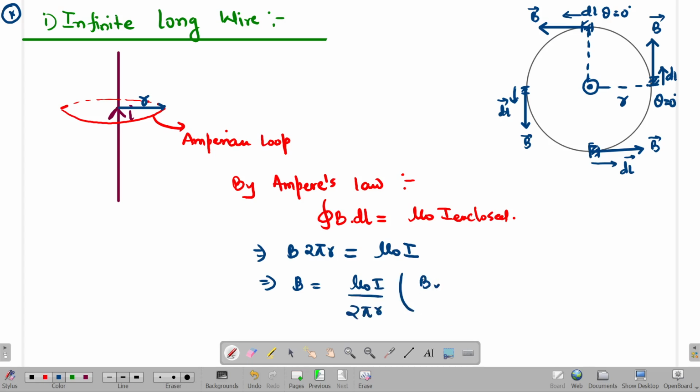But for which kind of wire? Yes, we found this earlier using Biot-Savart's law. Is it clear?